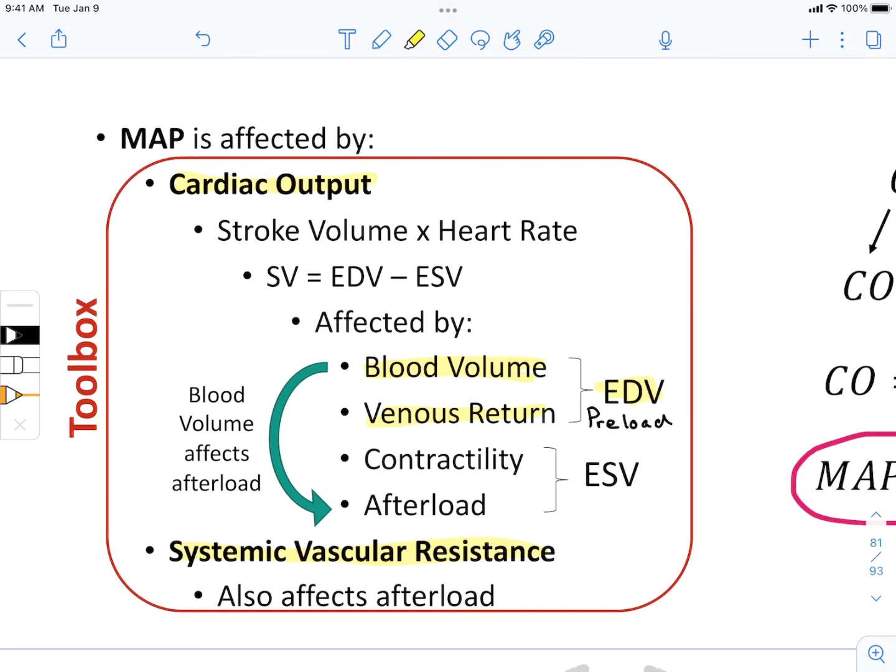As my preload goes up, as my end diastolic volume goes up, as my blood volume goes up, as my ventricle stretches out, as my sarcomere lengths become longer, all of those factors work together to increase contractility. Contractility lowers end systolic volume. By squeezing out more volume of the blood, it increases the ejection fraction.